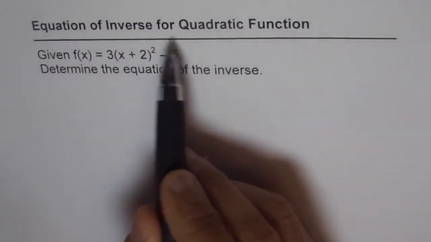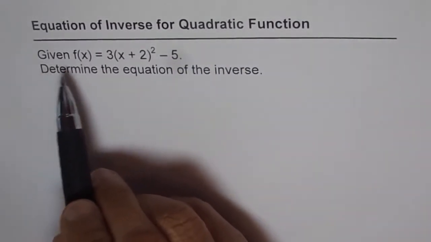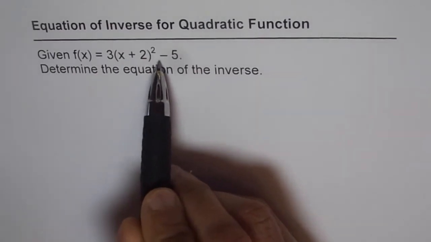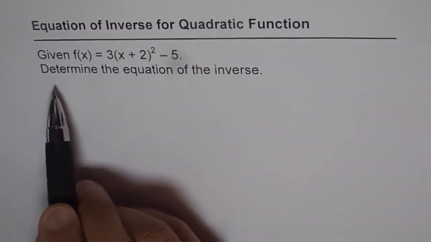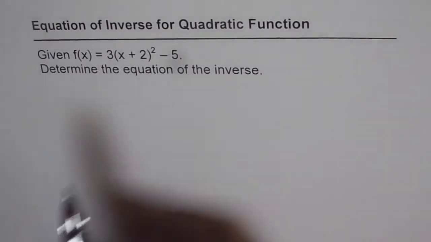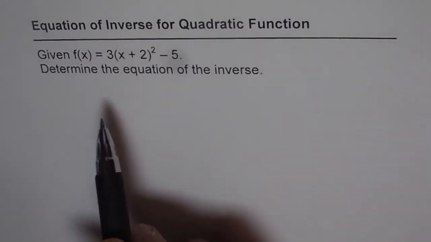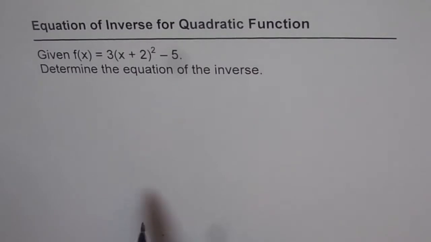Equation of inverse for quadratic function. Given function f of x equals to 3 times (x plus 2) whole square minus 5. Determine the equation for the inverse. Now in this particular video I will show you how to find the equation for the inverse.